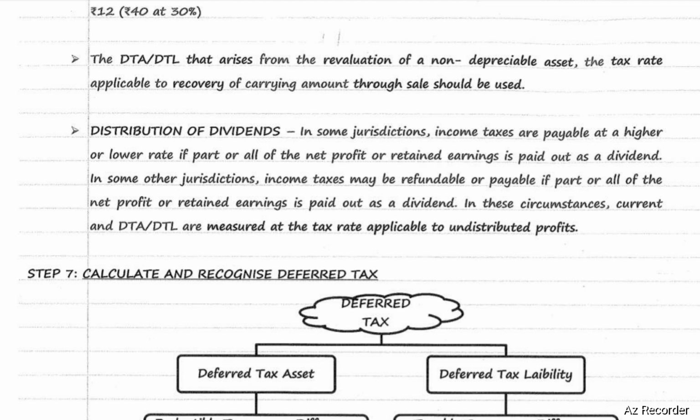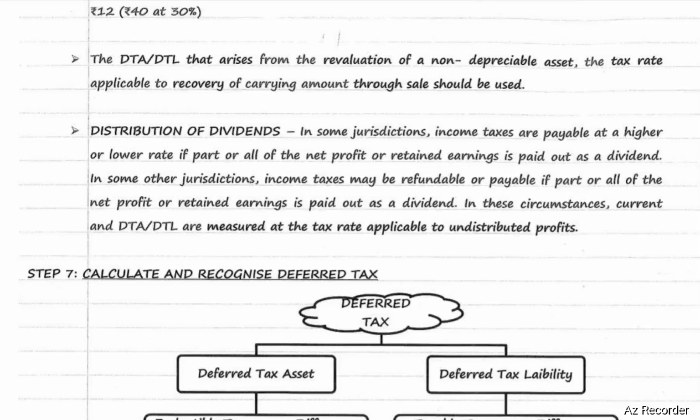The DTA or DTL that arises from the revaluation of a non-depreciable asset: the tax rate applicable to recovery of carrying amount through sale should be used. Distribution of dividends. In some jurisdictions, income taxes are payable at a higher or lower rate if part or all of the net profits or retained earnings is paid out as a dividend. In some other jurisdictions, income taxes may be refundable or payable if part or all of the net profit or retained earnings is paid out as a dividend. In these circumstances, current tax and DTA or DTL are measured at the tax rate applicable to undistributed profits.